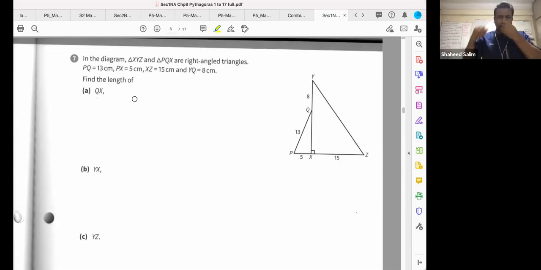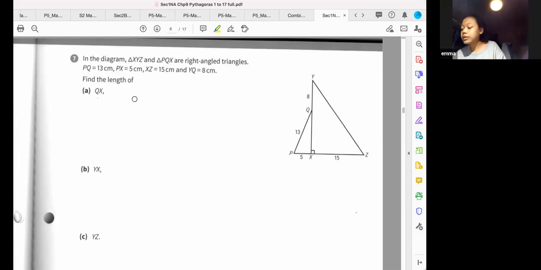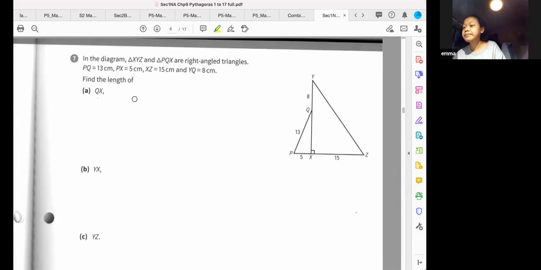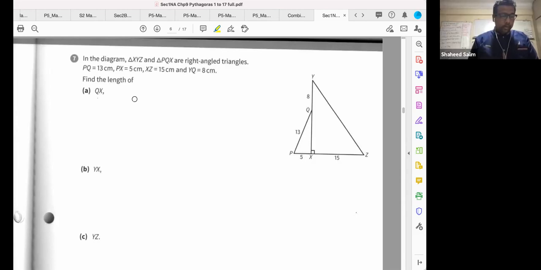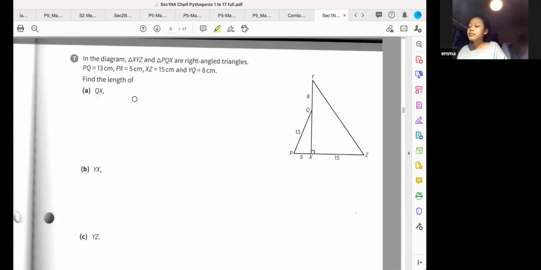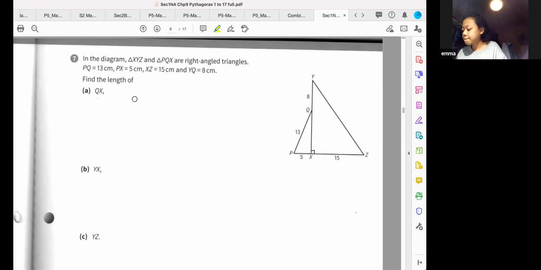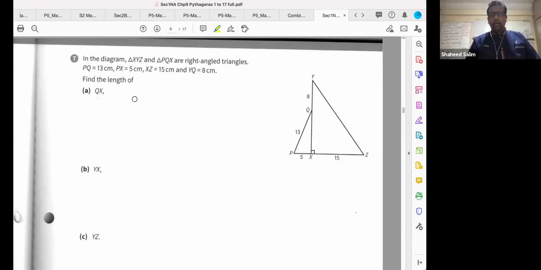Okay, have you gotten QX? What's your answer for QX? 13.93. Really? Check. 13.9. Hold on, let me just check. No, cannot be 13.93. No. What do you take for QX?